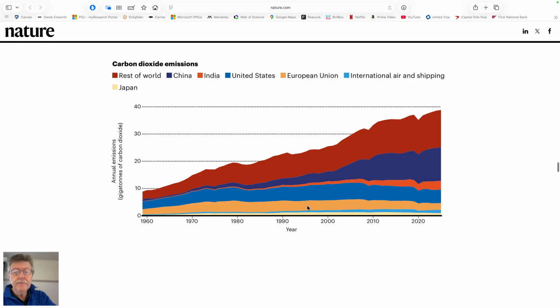CO2, the Western countries have peaked and are going down by the looks of it, right? The US is this blue, right? So holding steady. EU is reducing, no doubt about that. Big programs in the EU. Shipping, United States. India, I'm surprised, is small because they generate lots of their power by coal. I'm surprised it's so small. China's huge, of course, and the rest of the world makes up the remainder.